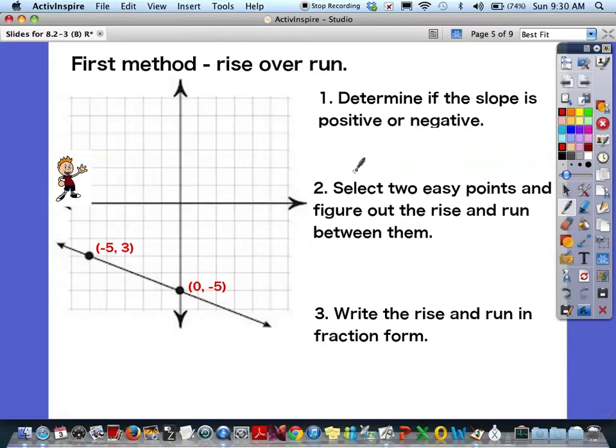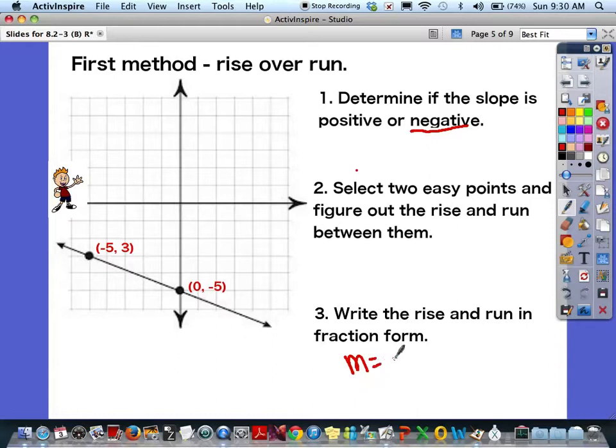One more quick example here. So first, determine if the slope is positive or negative. This is the rise over run method. Because our little guy would be walking down from left to right, the slope is, you guessed, negative. Select our 2 easy points and figure out the rise and run between them. Here are our 2 points. Well, notice the rise here is negative. We went down 2, and we know our slope's got to be negative. So I'm going to just start out with that.